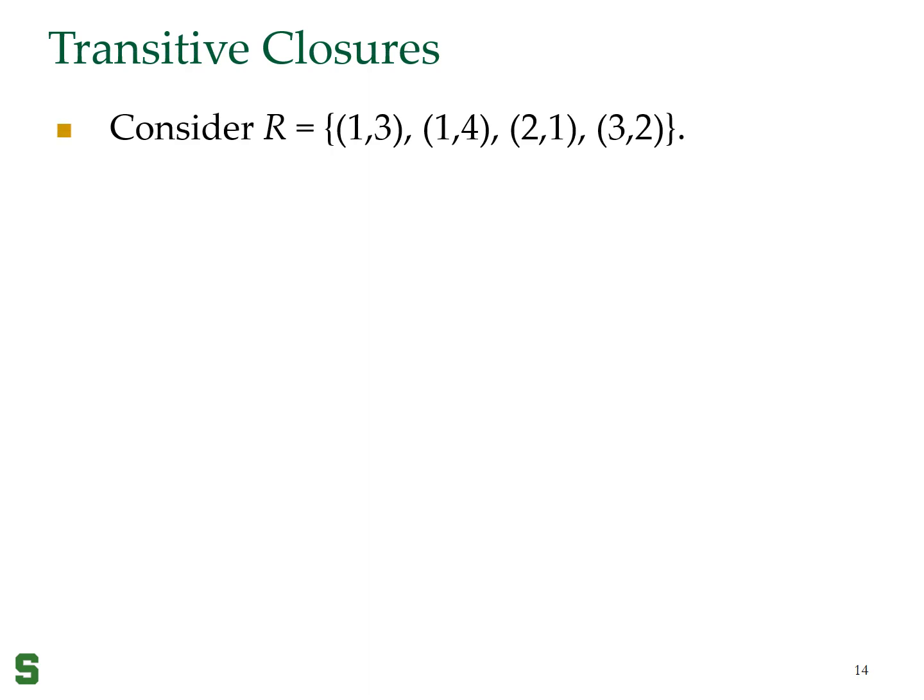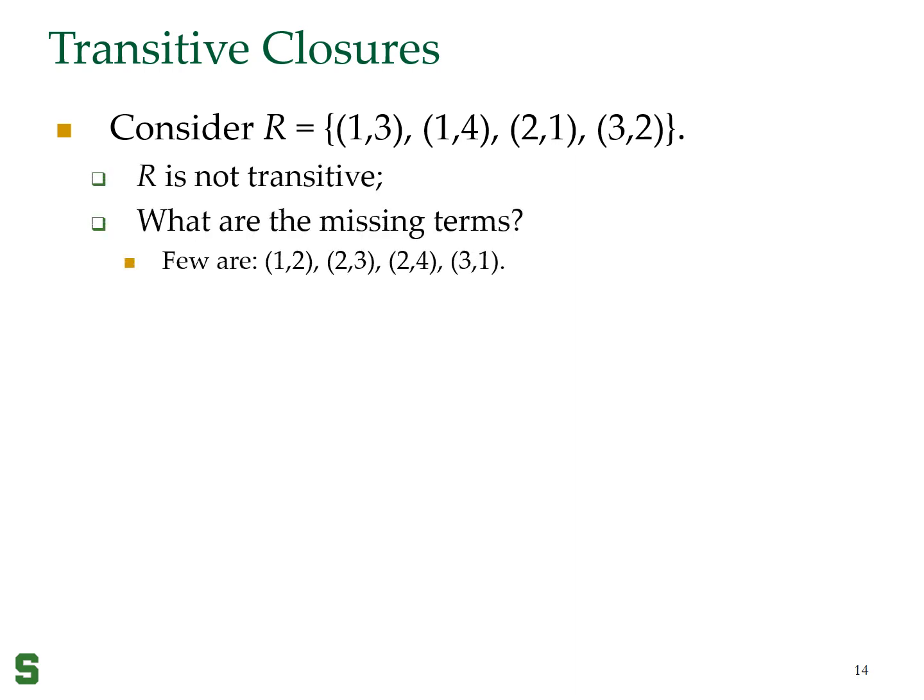Transitive closure, the idea is the same. Keep adding pairs, the minimum number of pairs, to make the relation transitive. So what are some of the missing terms? Here I have 1 3, 3 2, that expects that I have 1 2. I don't have it, so I should add it. I have 2 1, 2 3, so I expect to have 2 3. I don't have it, so I add it.